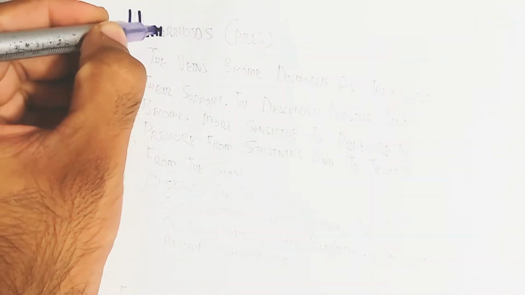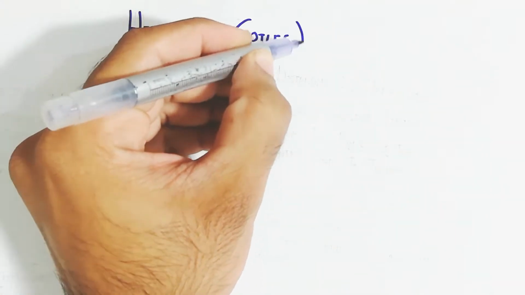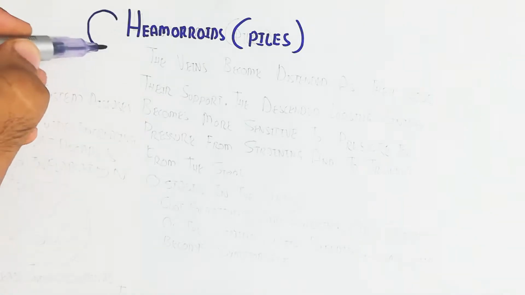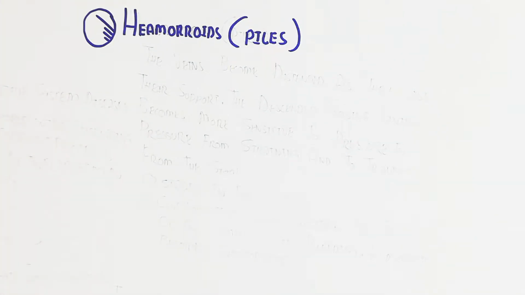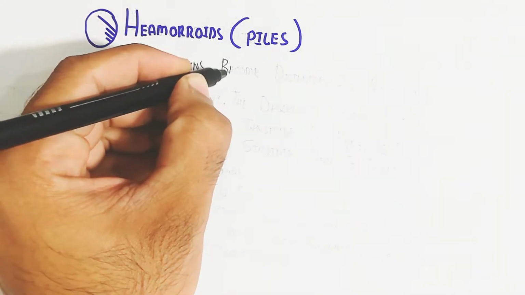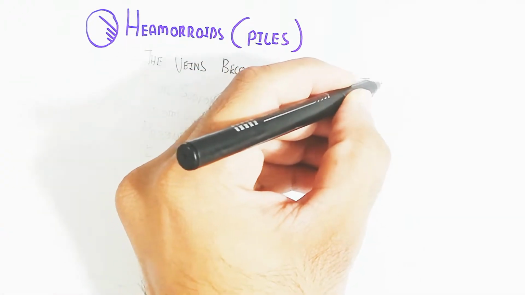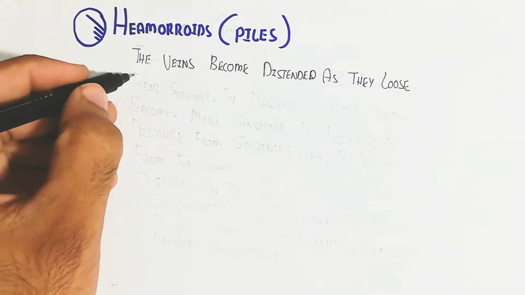Hello, in this video we will talk about the hemorrhoid. It is also known as piles. So in this general overview we will learn about the hemorrhoid or piles. The veins become distended as they lose their support.